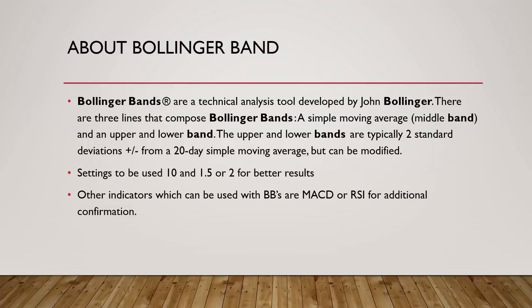So what are the settings we are going to use? We are going to use 10 and 1.5 or 2 for better results. Usually when you put the Bollinger Band on any trading terminal, the standard settings come as 20 and 2. So for getting quicker results, we use 10 and 1.5 or 10 and 2. You can also use the standard one. They all work the same, but you get a little bit of delay in terms of taking an entry.